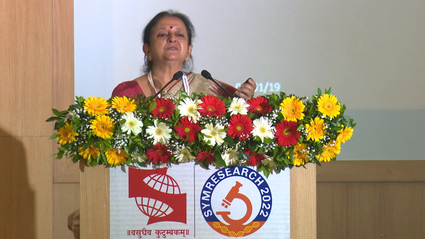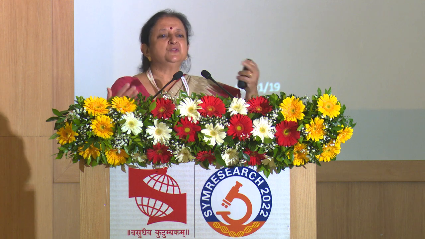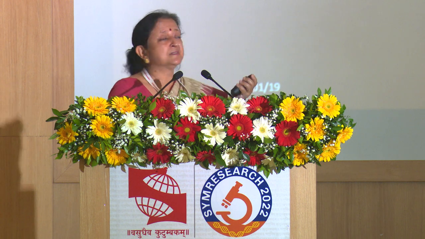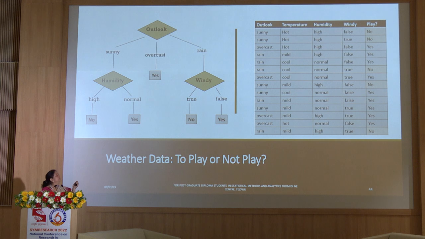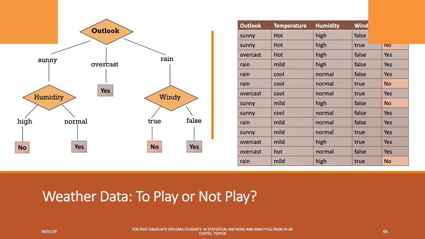Taking this particular approach, where you take one variable at a time, is a very attractive approach because it's easy to visualize how the classification is progressing. So this is a simple example. When you get the slides, you can take a good look at it. It's a simple two-class problem. Given the weather conditions, the decision to be taken is whether to play or not to play.